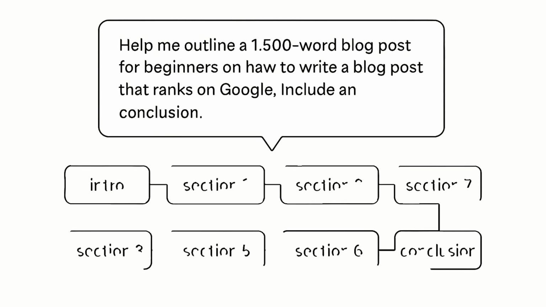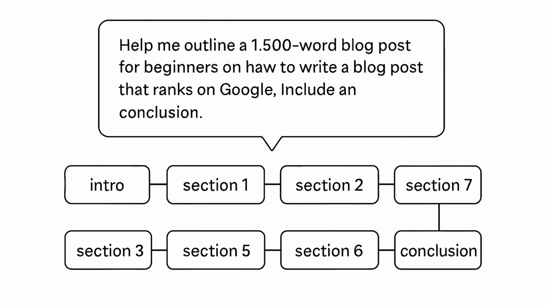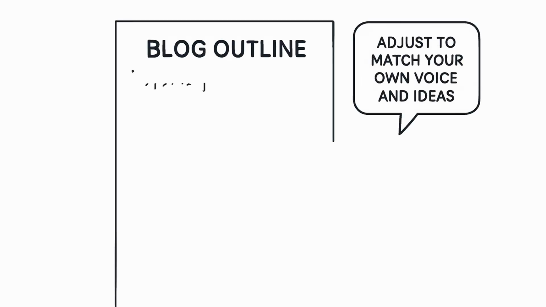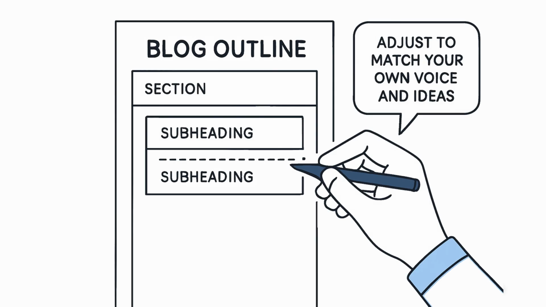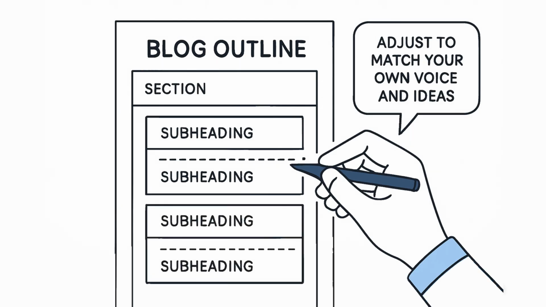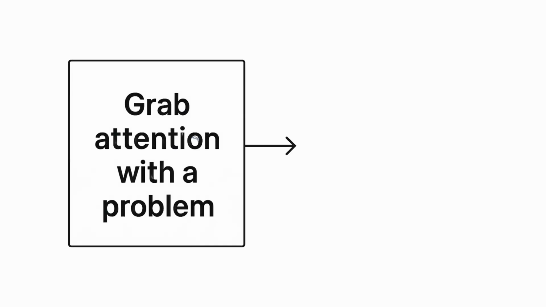Here's where ChatGPT can help. Give a prompt like, "Help me outline a 1,500-word blog post for beginners on how to write a blog post that ranks on Google. Include an intro, 5 to 7 sections, and a conclusion." Use that outline as a starting point, then adjust it so it matches your own voice and ideas.